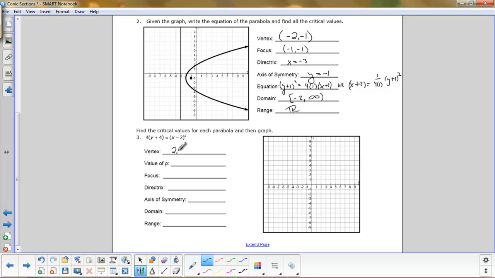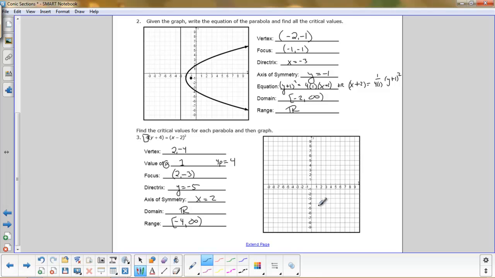Vertex is located at 2, negative 4. The value of p in this instance is 1. The focus is 2, negative 3. Let's stop for a moment and further explore the value of p here. Remember that 4p equals 4 is the way that I determine that it is 1. The directrix is a horizontal line, y equals negative 5. The axis of symmetry is a vertical line, x equals 2. The domain is all real numbers, and the range begins at negative 4 and concludes at infinity.